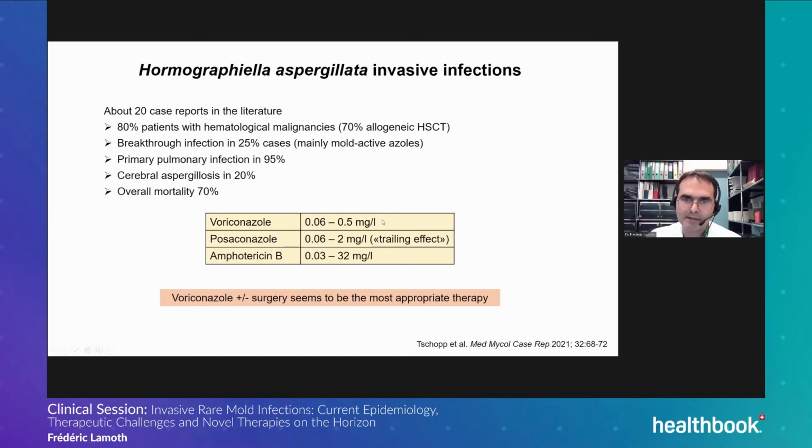Interestingly, you can see that the MIC to voriconazole is quite low, and actually voriconazole is the recommended therapy. But posaconazole MICs are somewhat higher, and there is some trailing effect, which means there is some residual growth above the MIC. And remember, in this case, the trough concentrations of posaconazole were suboptimal. They were not within the targeted range above 0.7, they were below, which could explain why this patient had a breakthrough while under posaconazole prophylaxis.